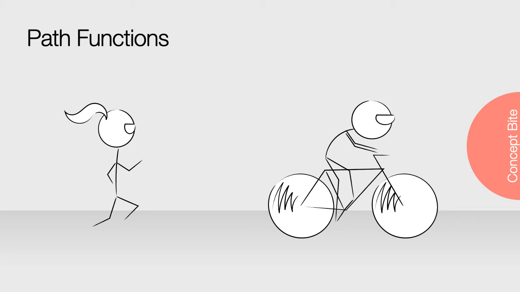The other type of function is a path function. Path functions depend upon the path by which the final values are reached. So for example, if I were to run to work or if I were to ride my bike to work, I would use a different amount of energy. This is a very crude analogy, but there are functions whereby the path the function takes matters.